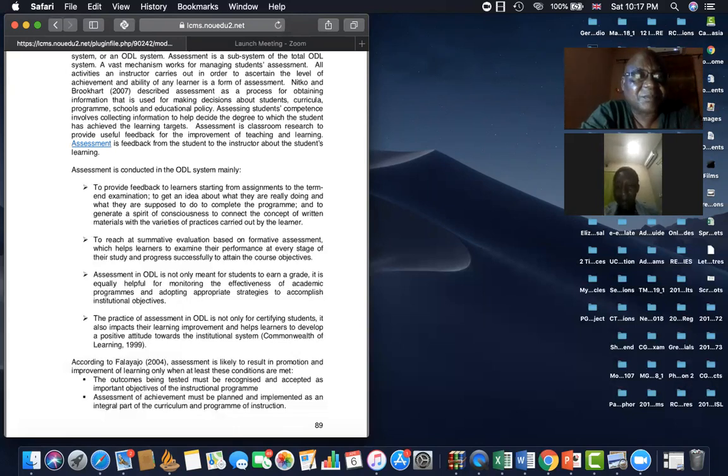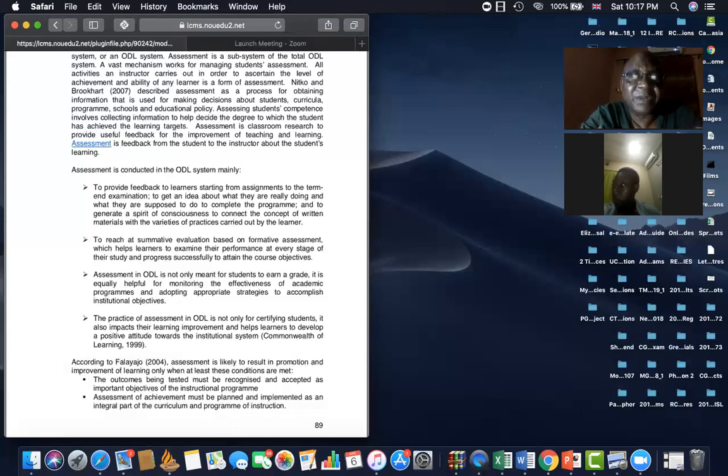Okay. Now, two, to reach a summative evaluation based on formative assessment, which helps learners to determine their performance at every stage of their study. While it will give us a summative evaluation at the end, the formative assessment will help us to gauge whether students are learning at each stage.